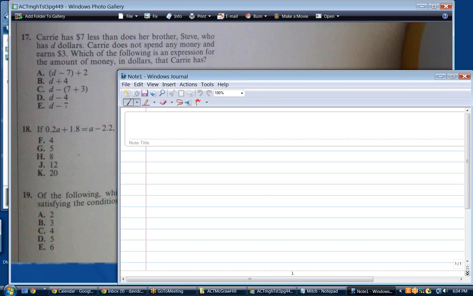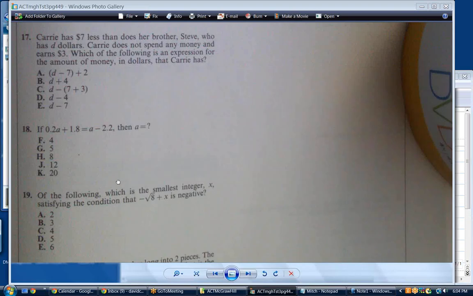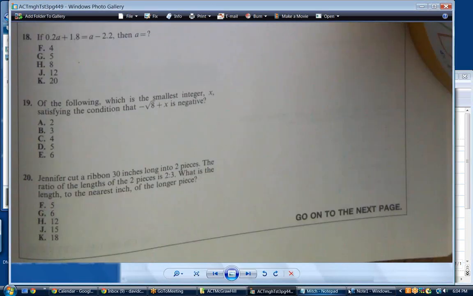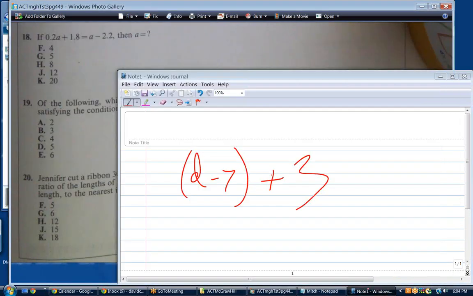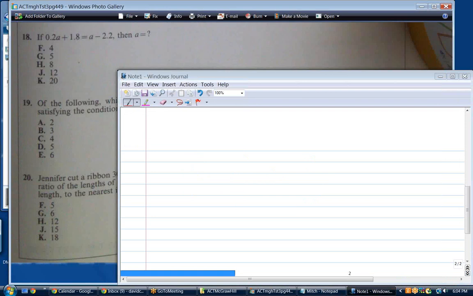Notice that they don't give you what you would expect. In other words, what we were looking for is D minus 7 plus 3. So we have to remove the parentheses and simplify ourselves. Basic algebra.